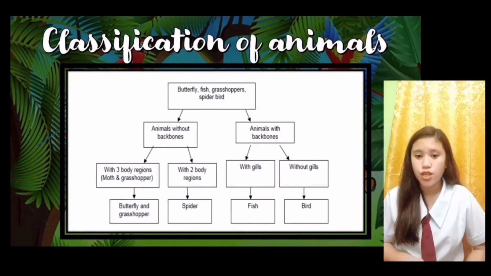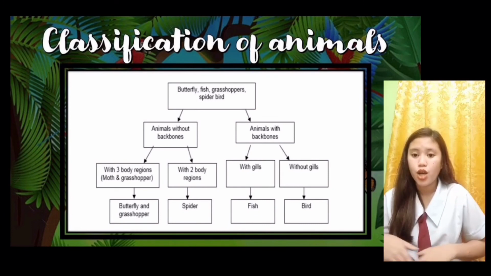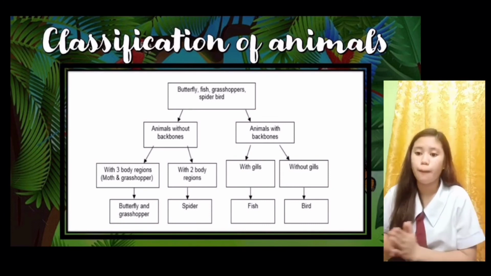Classification of animals. So, we have here butterfly, fish, grasshoppers, spider, and bird. We classify them by which group they belong to, the group of animals with backbones or the group of animals without backbones.